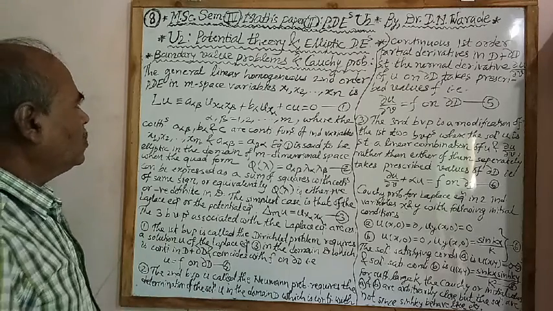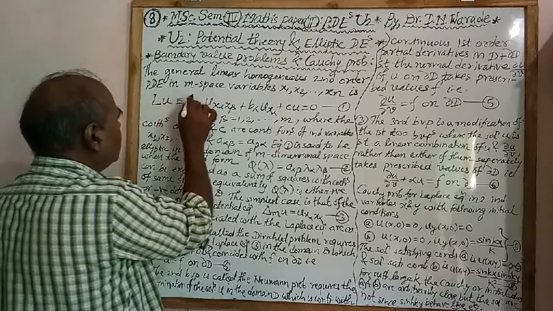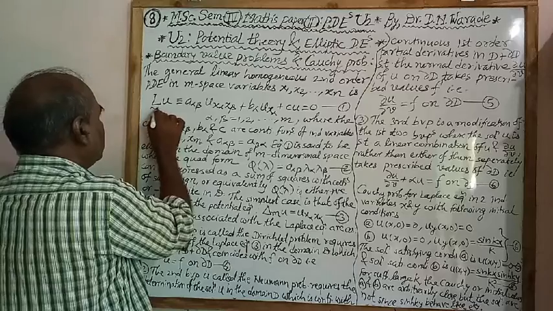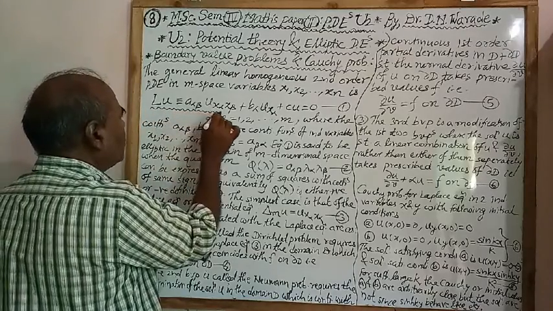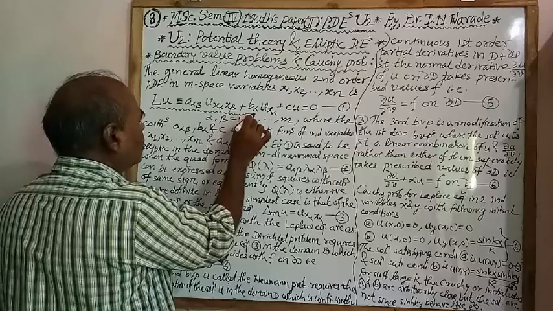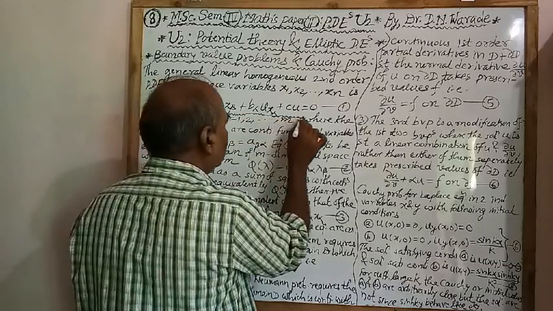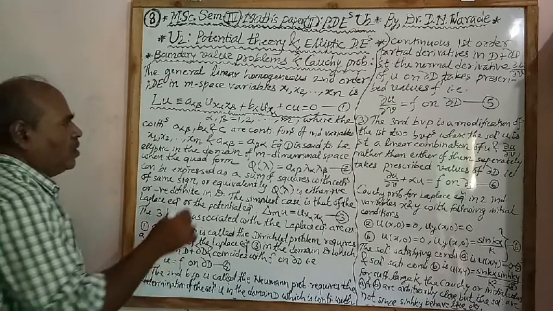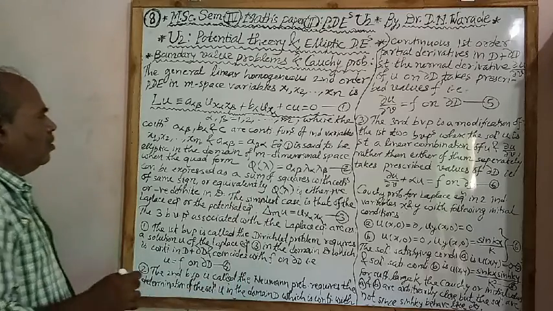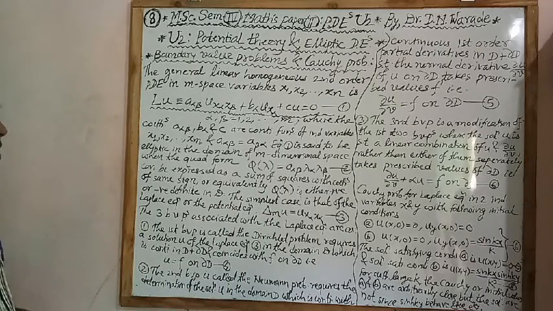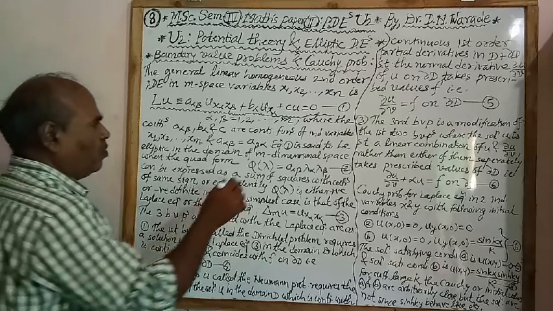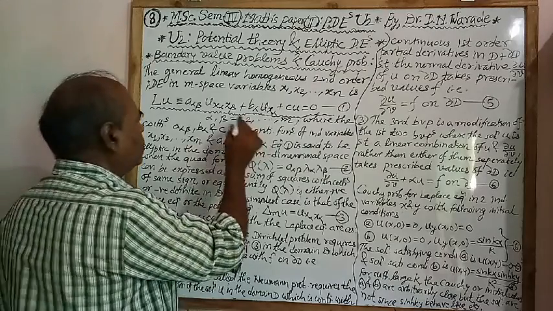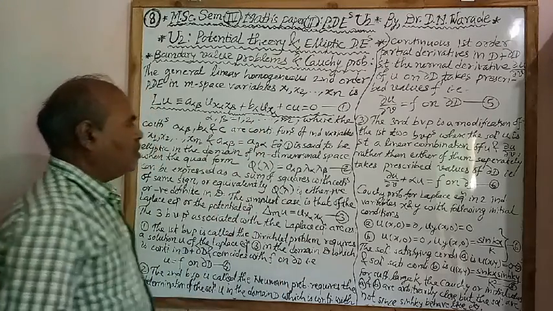The general linear homogeneous second order partial differential equation in m space variables x1, x2, and so on up to xn is given by Lu equal to a_αβ u_{xα xβ} plus b_α u_{xα} plus cu equal to 0, where α, β equal 1 up to m. The coefficients a_αβ, b_α and c are continuous functions of the independent variables x1, x2, up to xn, and a_αβ equals a_βα.